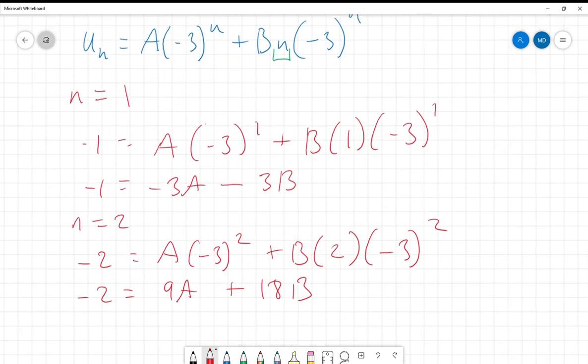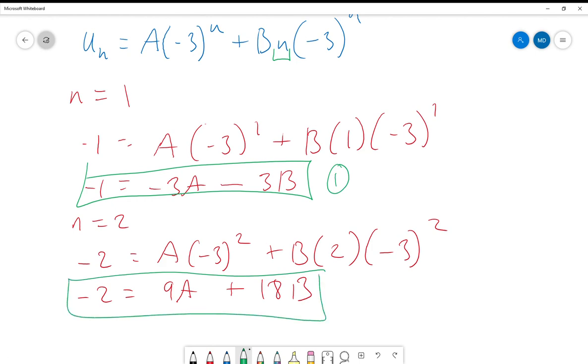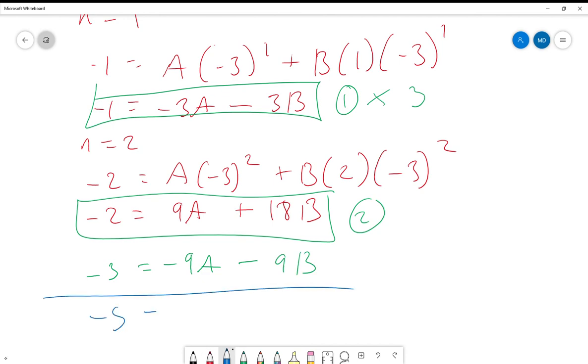And so what I'm going to do, call this equation 1, call this equation 2, and I'm going to multiply equation 1 by 3 to make them match up. And I get negative 3 is equal to negative 9a minus 9b. Add these together because I want the a's to cancel, and I get negative 5 is equal to 9b. And that gives us b is equal to negative 5/9.